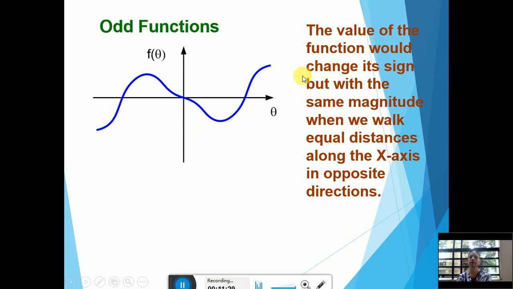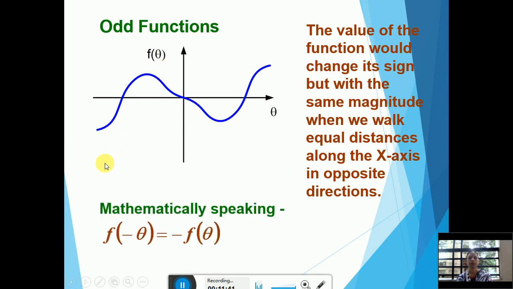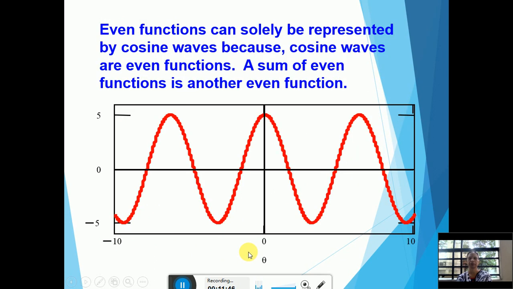Odd function: the value of the function will change its sign but with the same magnitude, opposite in sign. So here, let us say that this is 5 degrees, this is the negative maximum, and at minus 5 degrees it is the positive maximum. So by definition, f of minus theta is minus f of theta, then it is an odd function.